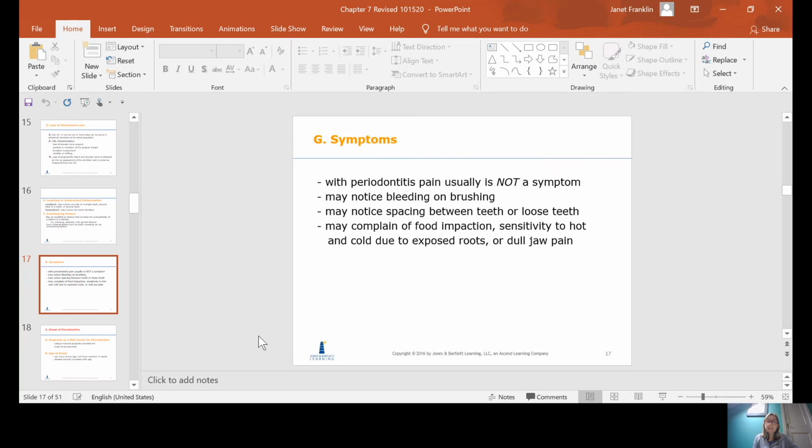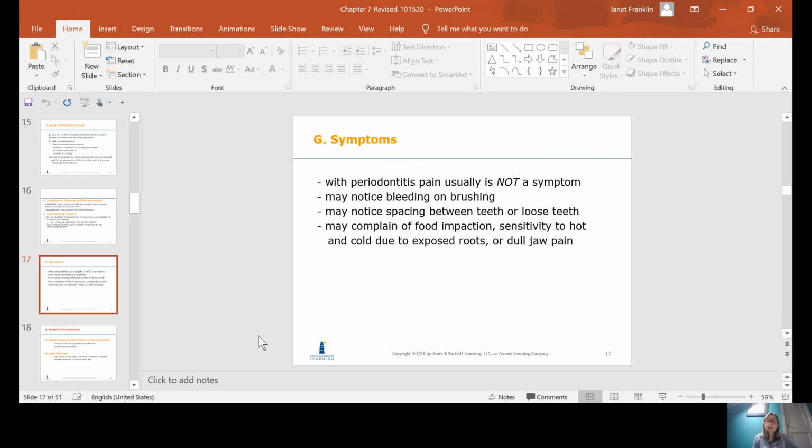Symptoms. With periodontitis, there's usually no pain. A patient may notice some bleeding on brushing, they may notice spacing between their teeth, or they may even notice loose teeth. They may complain of food impaction, sensitivity to hot and cold due to exposed roots, or dull jaw pain from the bacteria. So usually a periodontitis patient will have noticed some of these symptoms, but they can't connect them up to what is causing the symptoms, and so they ignore the symptoms.